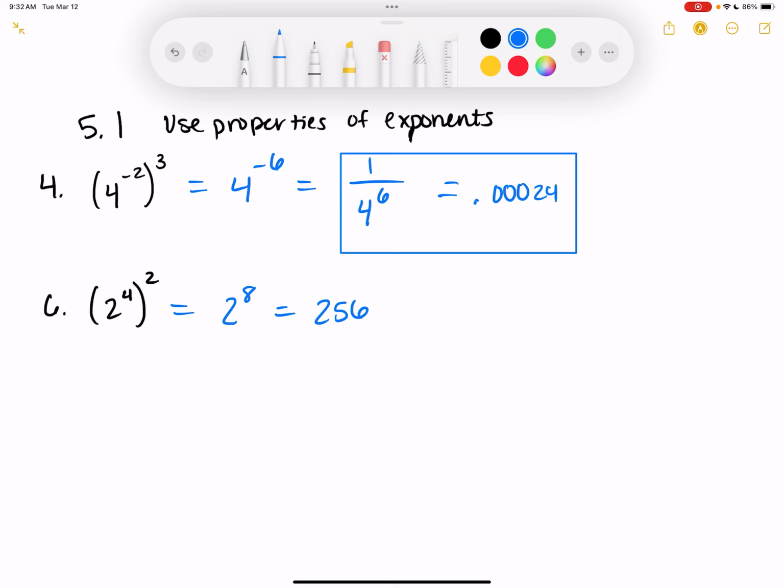Alright, 8. Oh, and Tristan, since you weren't in here, I told them that the instructions say that you have to say which property of exponents you're using, but you don't have to do that part.